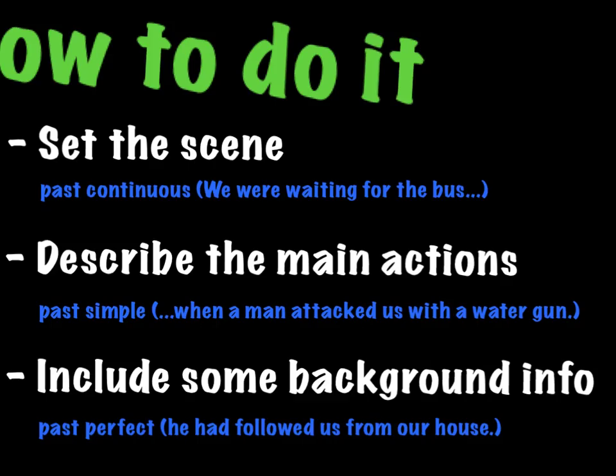So here's a reminder of how to do it, using narrative tenses together to create an interesting and exciting story. So first, we need to set the scene, and we use the past continuous. For example, we were waiting for the bus. Next, we describe the main actions, and we use the past simple. For example, when a man attacked us with a water gun. And finally, we need to include some background information, and we use the past perfect.